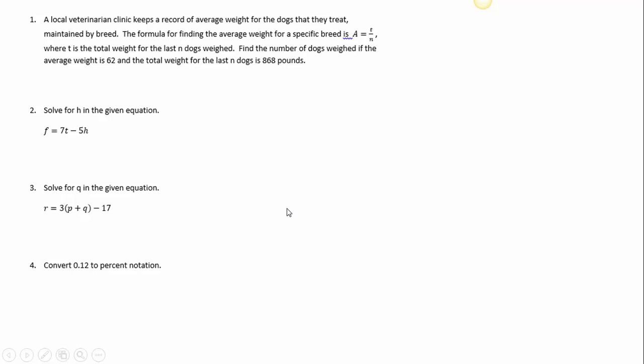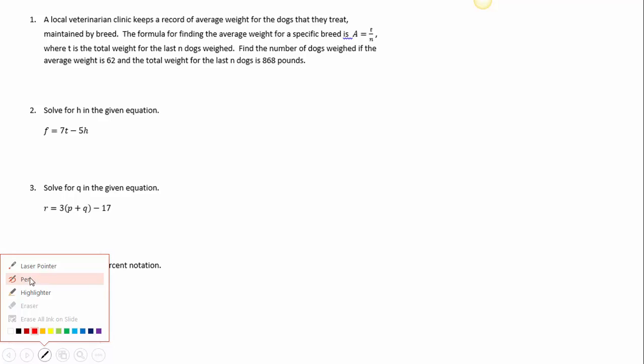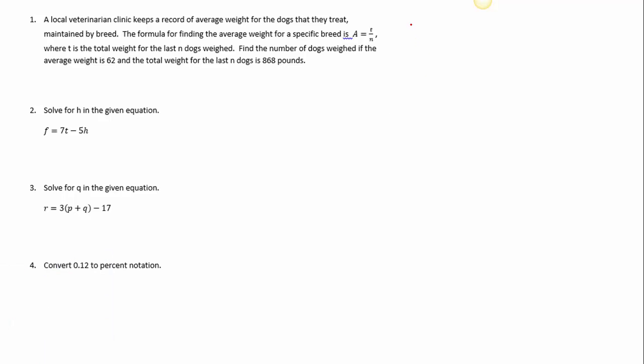Alright, let's go over the first question. A local veterinarian clinic keeps a record of average weight for the dogs that they treat. So they keep the average weight of the dogs maintained by breed. The formula for finding the average weight for a specific breed is A equals T over N. So that's a very important formula we have to remember. A equals T over N, where T is the total weight of the last N dogs' weight.